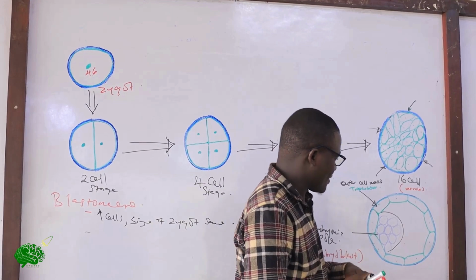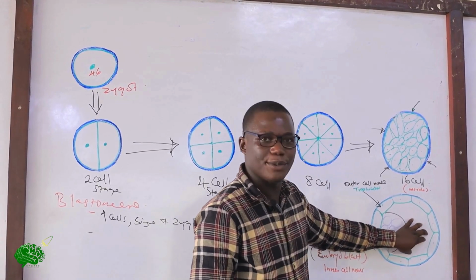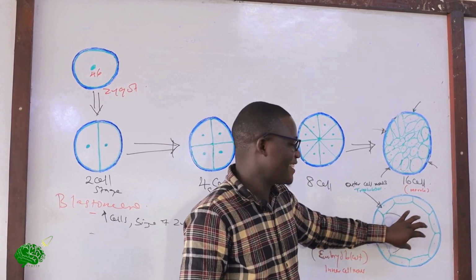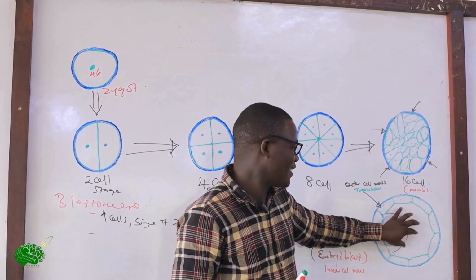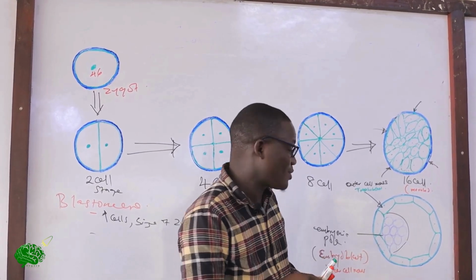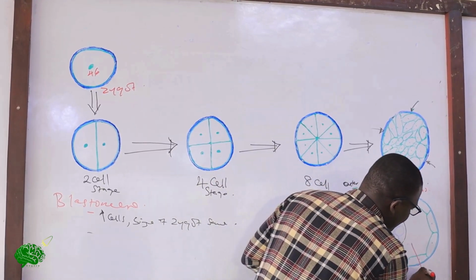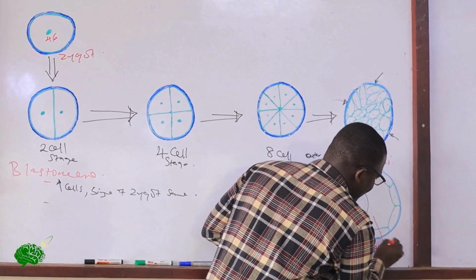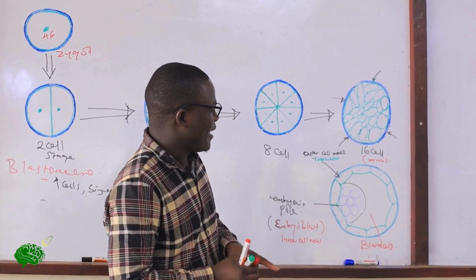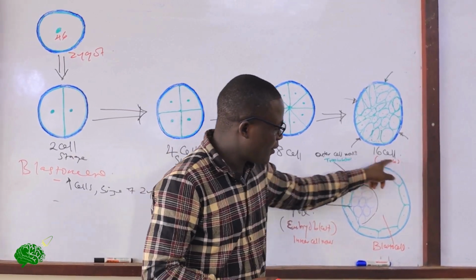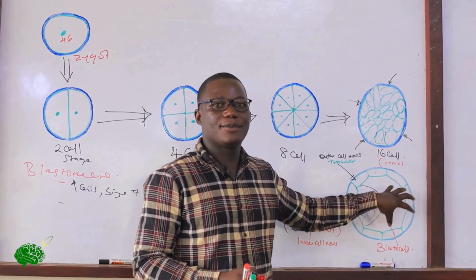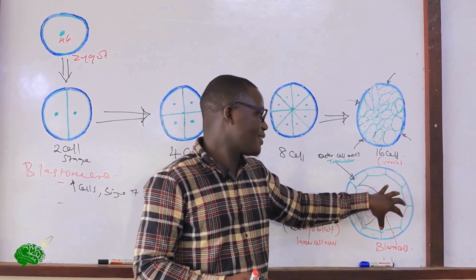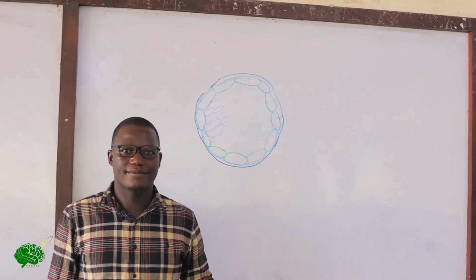Then there is a fluid-filled space that has been formed here. This fluid-filled space is what we call the blastocele. And the whole of this structure that we have formed is what we term the blastocyst.